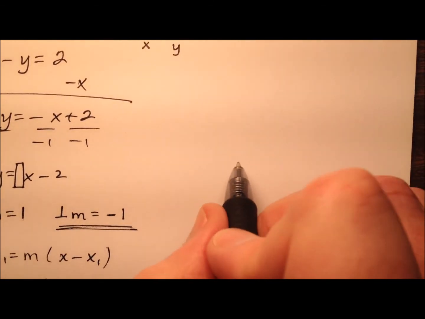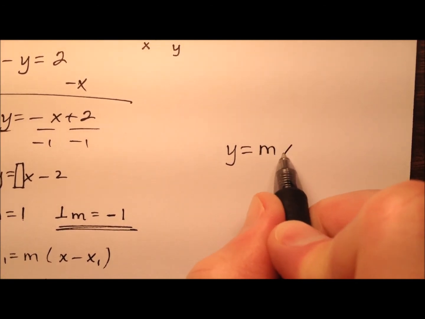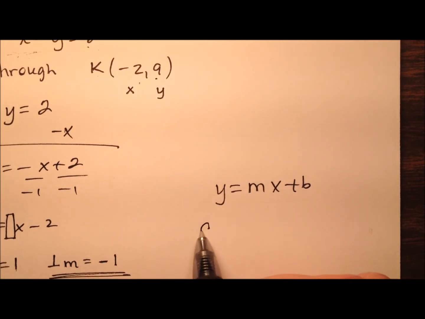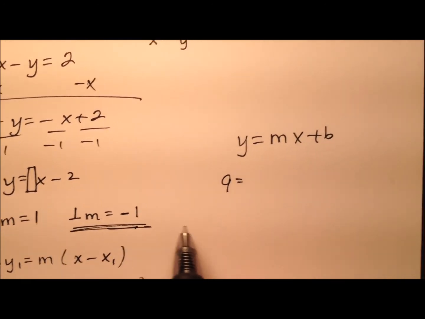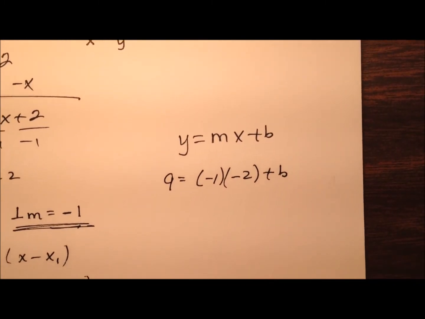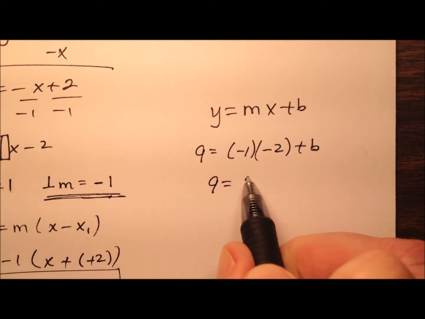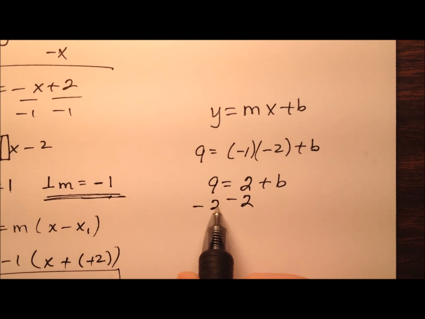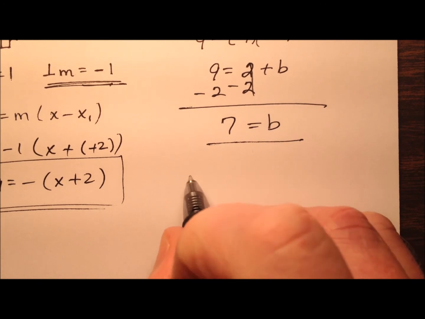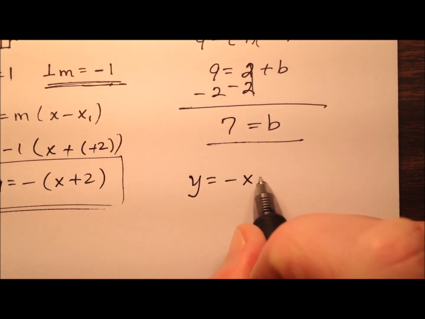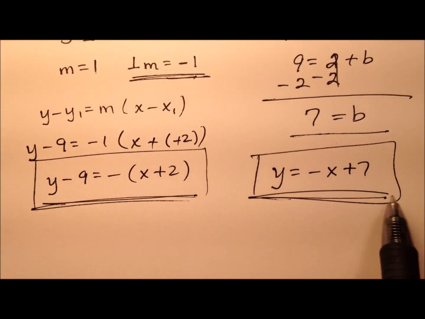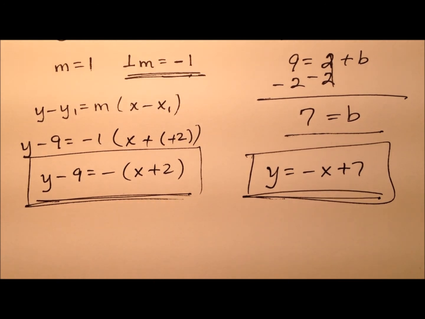And let's go ahead and do the same thing once again, but in slope-intercept form. So y equals mx plus b. So my y value was 9, my m was negative 1, and my x is negative 2, plus b. So 9 equals 2 plus b. When I subtract 2 from both sides, it looks like my value of b is going to be 7. So my equation should be y equals negative x plus 7. And again, these two lines are describing the same thing. So we have two equations, same line.